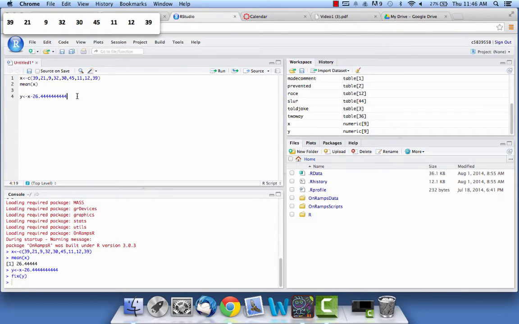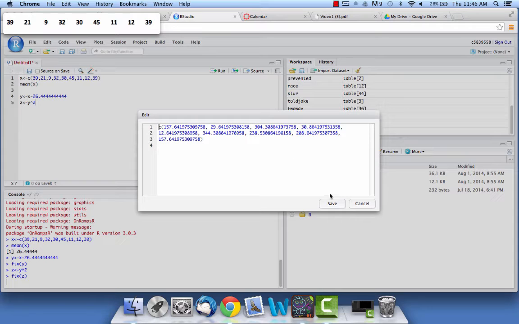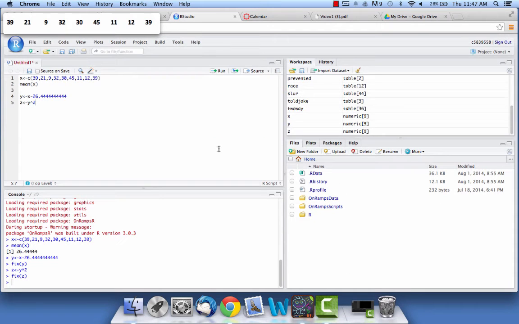Now, that's the deviations, so I need to square the deviation. So now, once I've got the list of deviations, which again is just subtracting the mean from every one of them, then I need to square, then mean, except n minus 1, and then root. So z is going to be y squared.